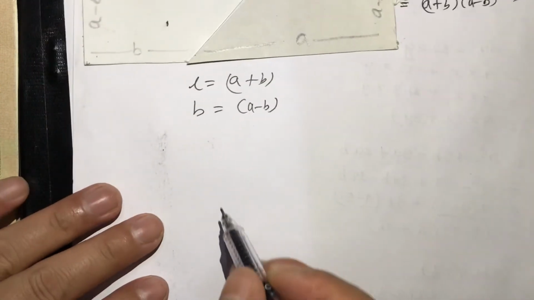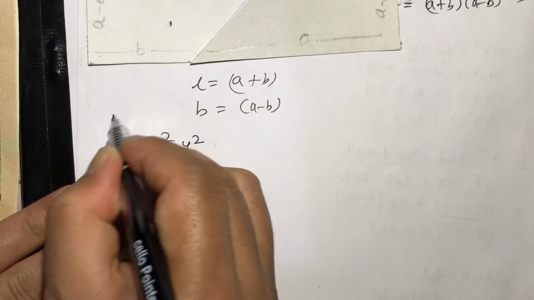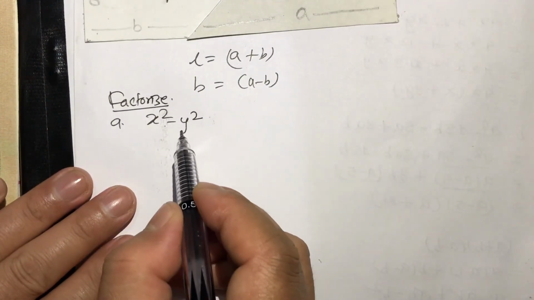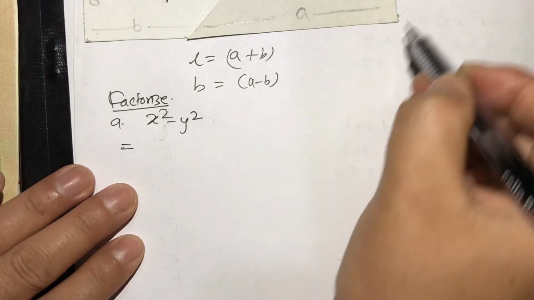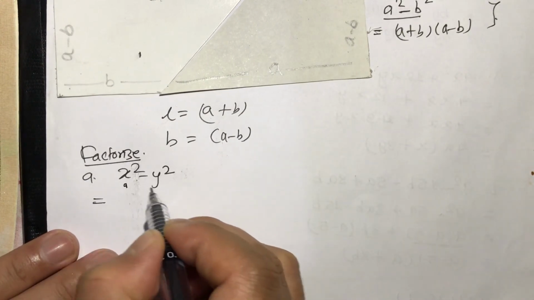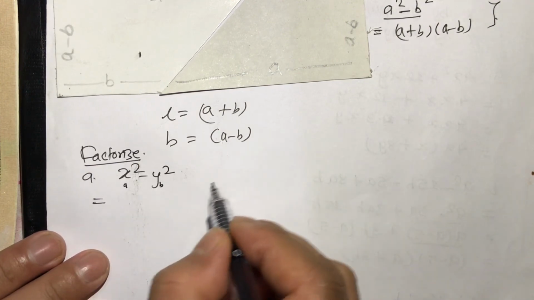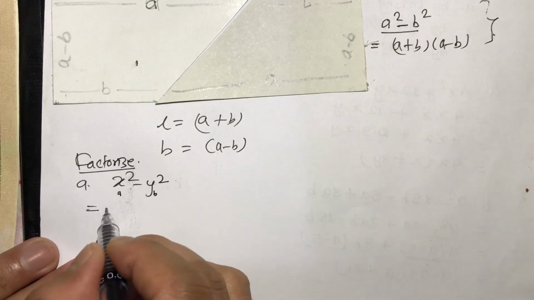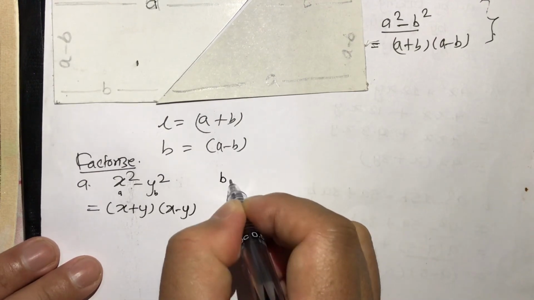Okay, so let's start with the first one. Factorize x square minus y square. Look, this is a square and this is also a square. If both the terms are squares, then directly using this formula we can solve it. Here the first term is a and the second term is b. So in place of a square minus b square we can write a plus b, a minus b. Now in place of x square minus y square, using that formula we can write x plus y and x minus y.